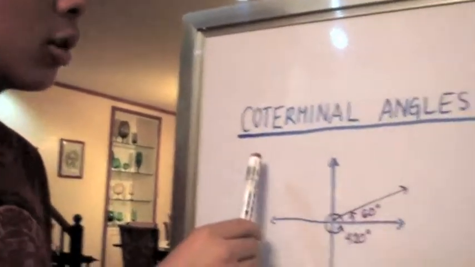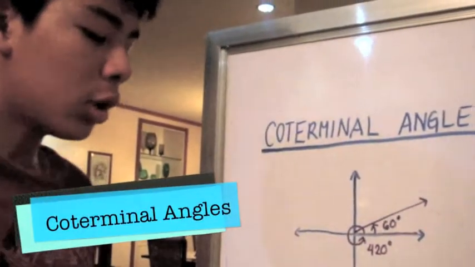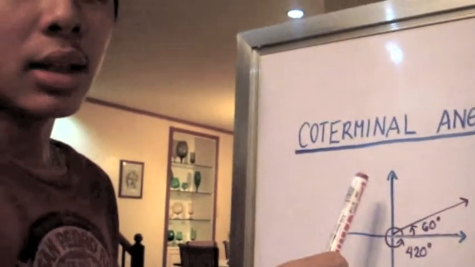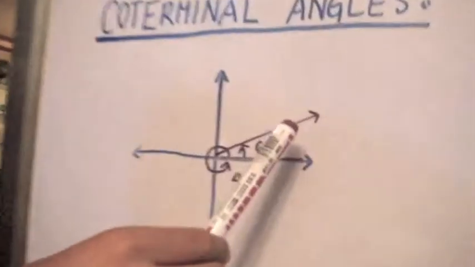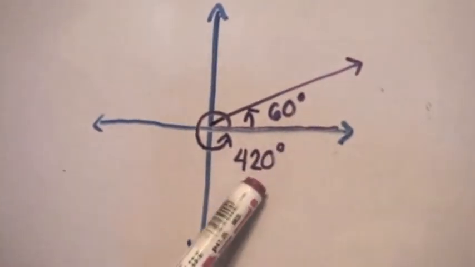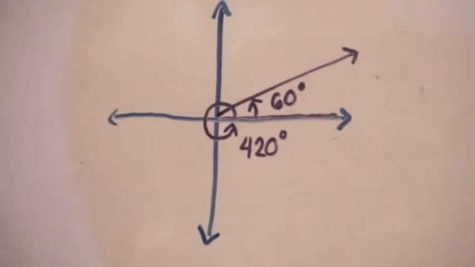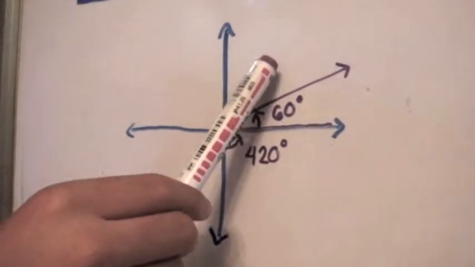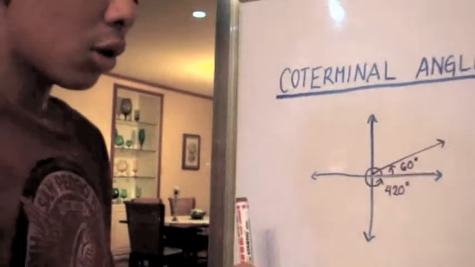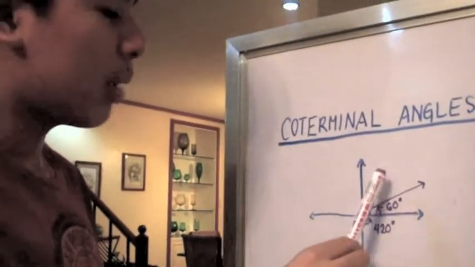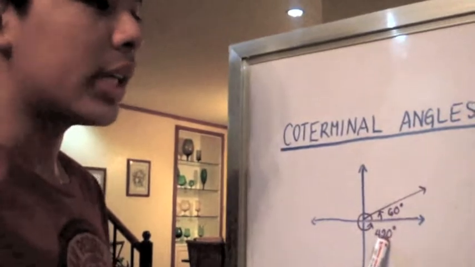Now we're going to learn coterminal angles. Coterminal angles are angles in standard position whose terminal side coincides. So we see here 60 degrees and 420 degrees are coterminal angles. We notice that their measures differ by 360 degrees. Coterminal angles have measures that differ in multiples of 360 degrees.